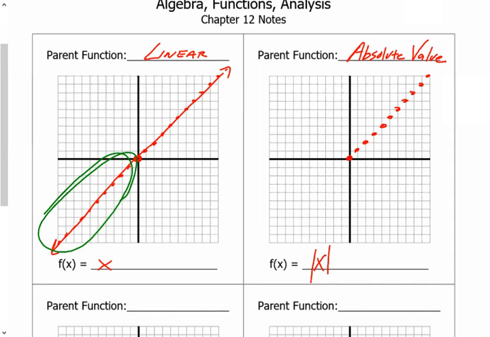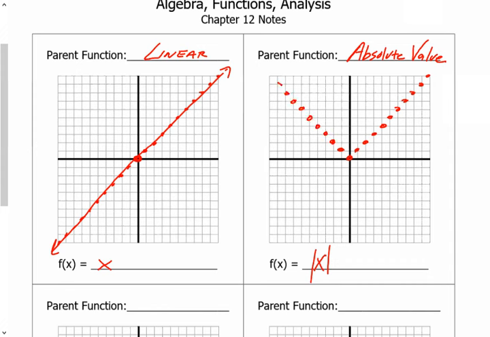I can't plug in -5 and get -5. I can't get that point. Because if I plug in -5, I'm going to get +5. And that's what happens on an absolute value. All of these negative values here on that left side are actually going to flip and become positive.